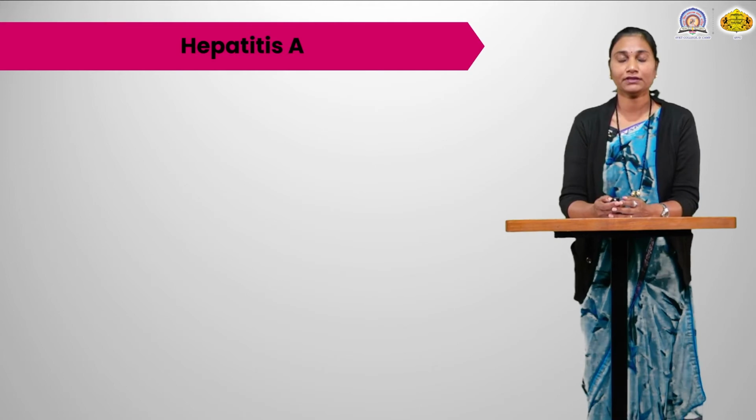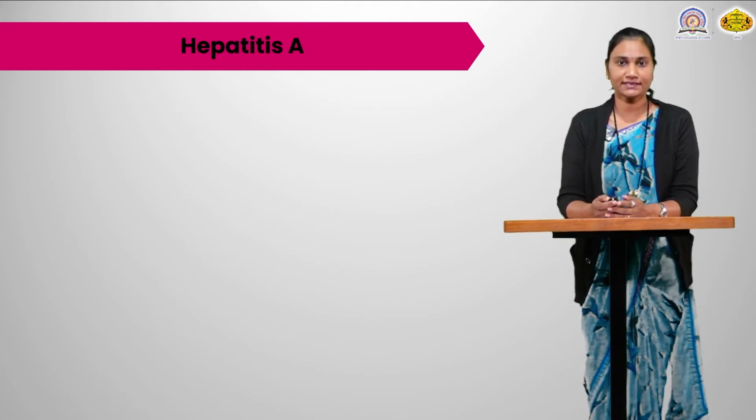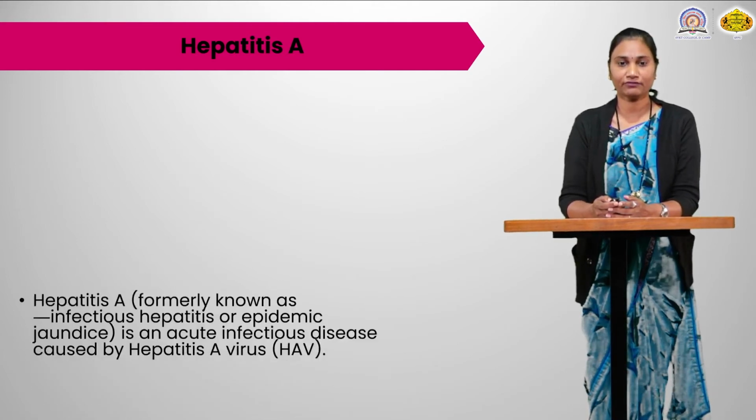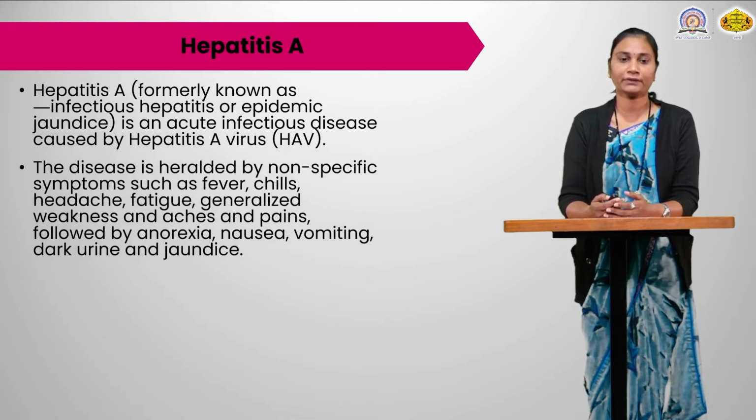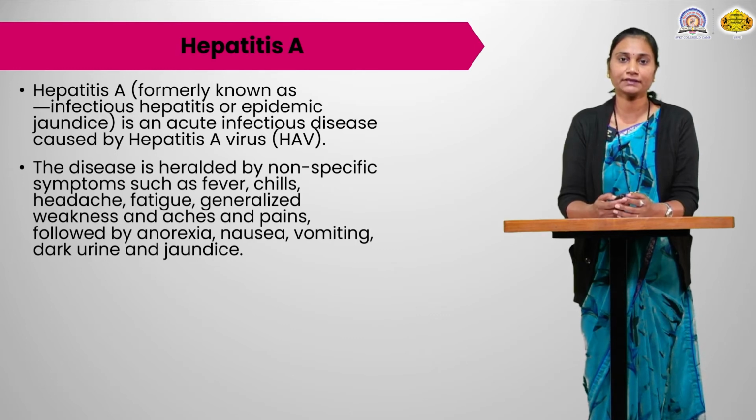So, let us begin with the actual virus which we are going to discuss in our lecture, the hepatitis A virus. Hepatitis A, previously called infectious hepatitis or epidemic jaundice, is the infection caused by the hepatitis A virus. The common symptoms associated with hepatitis A viral infection are fever, chills, nausea, vomiting.